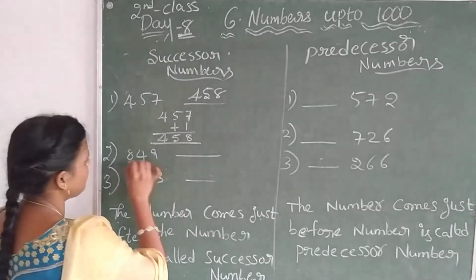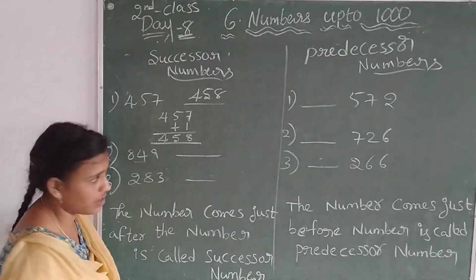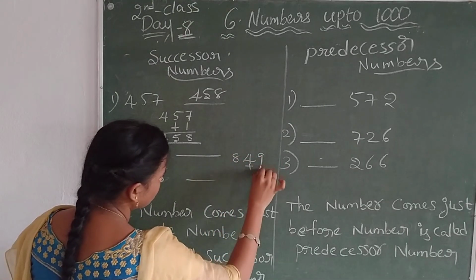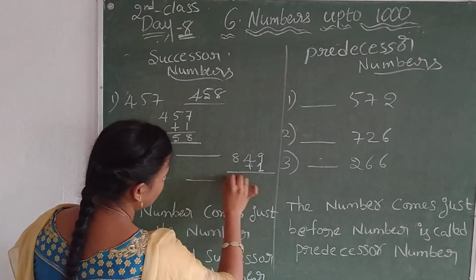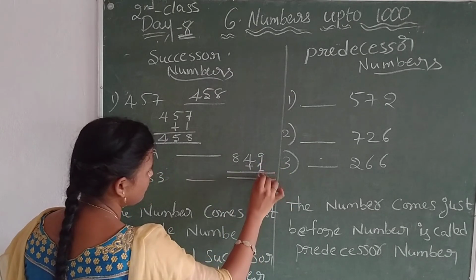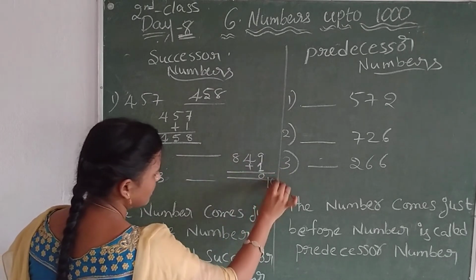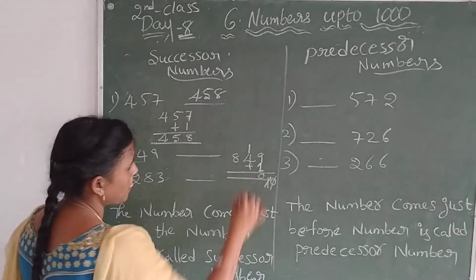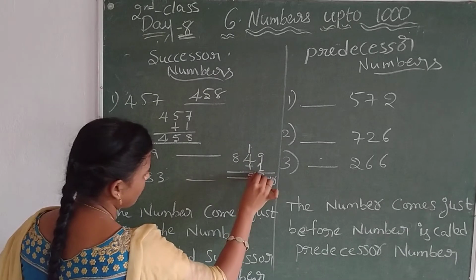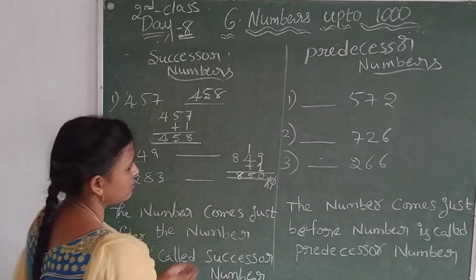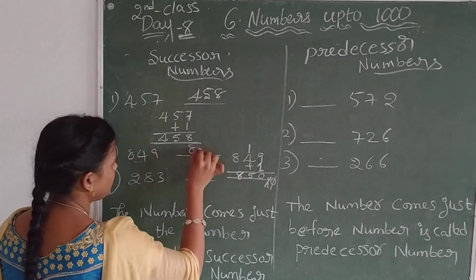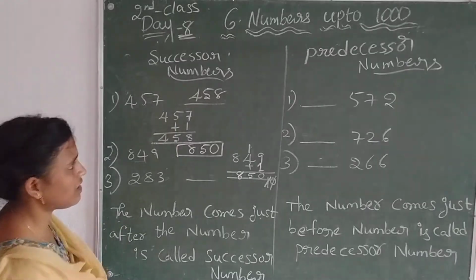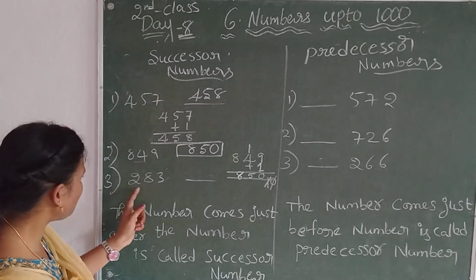Okay. Let's take this number 849 and add plus 1 in the 1's place. 9 plus 1 is 10. Write 0 here and 1 is carry. 4 plus 1 is 5. This is 8. 850. Is it clear? Let's see this one.